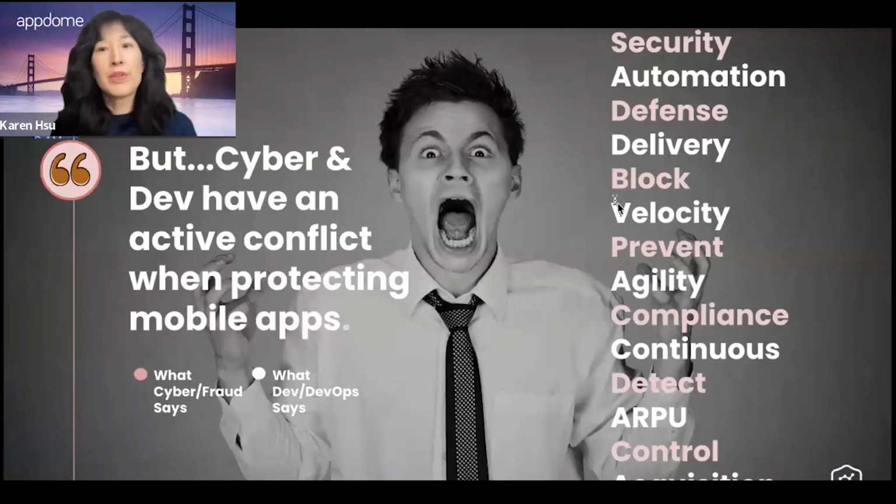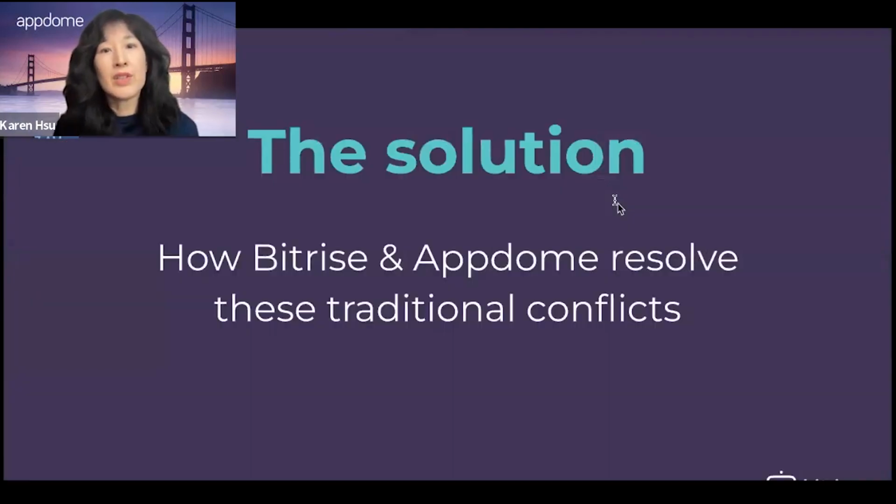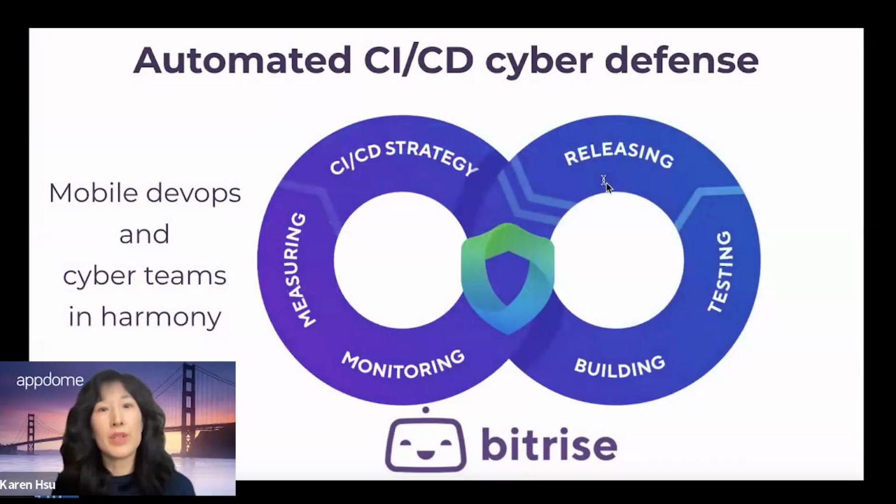And developers are saying, we need to automate, we need to deliver these releases on time, we need velocity, agility. And that leads to this inherent conflict, which Bitrise and Appdome resolve. And our focus here today is to talk to you about this partnership that resolves these traditional conflicts, this tension between cyber and dev. And this is how we do it.